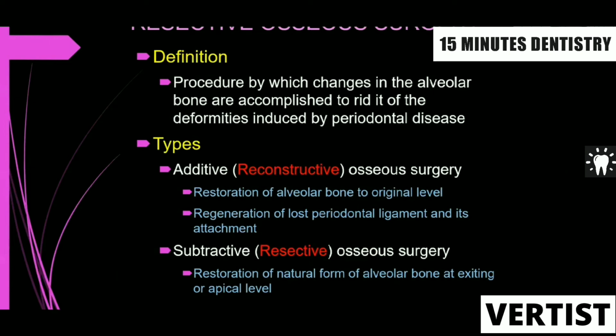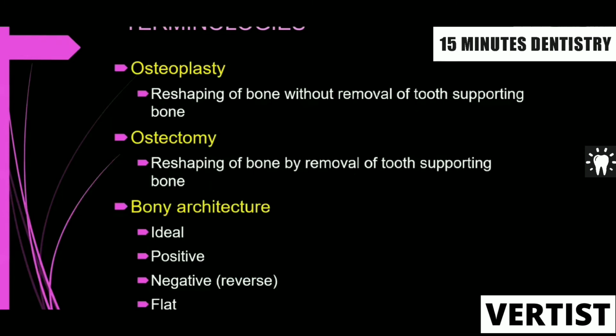So moving on to resective osseous surgery: by definition, this is a procedure by which you can change the alveolar bone or rid it of the deformities induced by periodontal disease. There are two types, additive, that is reconstructive, or subtractive, that is resective. So these are the different terminologies you must know. Again, the viva question: osteoplasty basically is the reshaping of the bone without removal of the tooth supporting bone, whereas ostectomy is the reshaping of the bone by removal of the tooth supporting bone. These are the different architectures you need to know: ideal, positive, negative and flat.